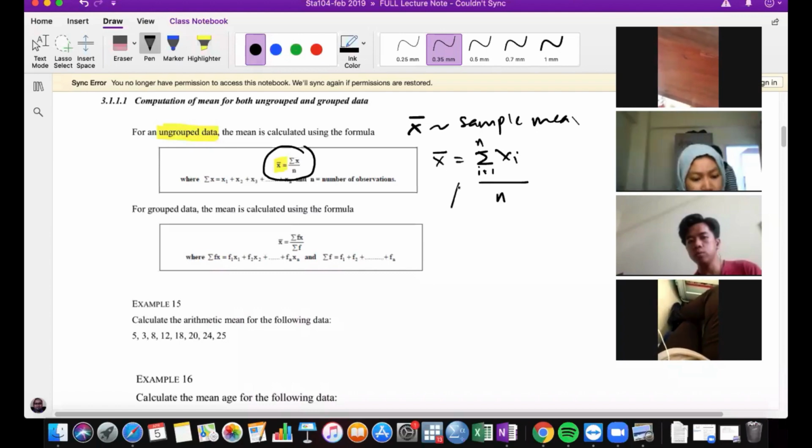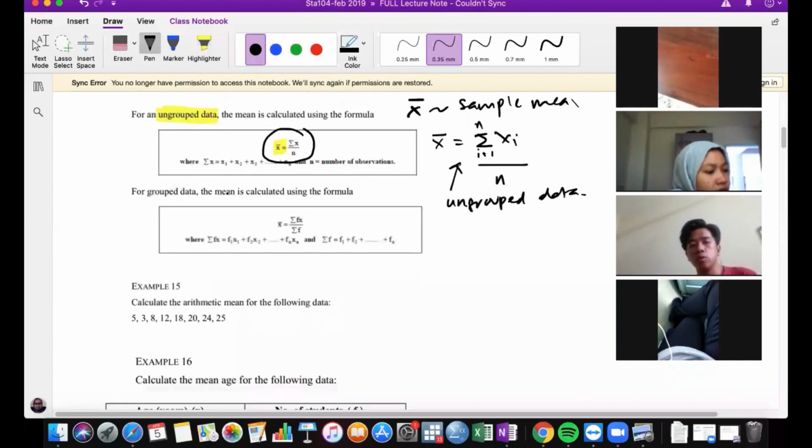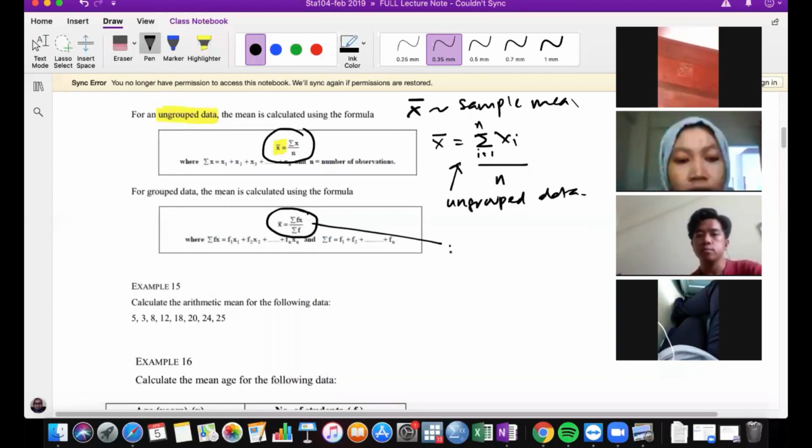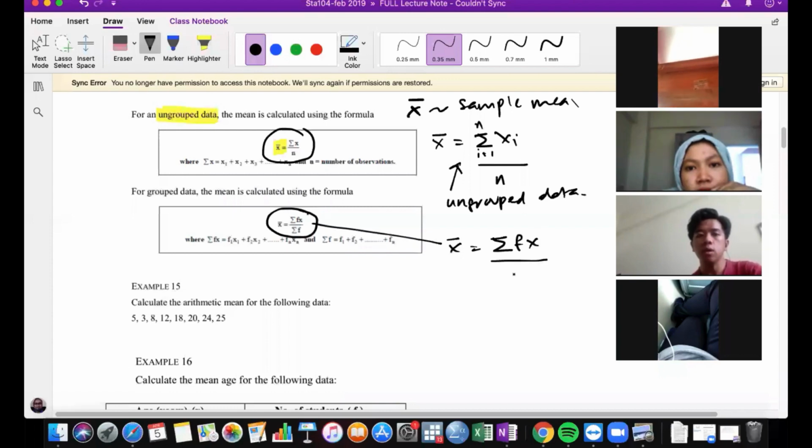So this formula is for grouped data. For grouped data, the mean can be calculated by using this formula. X bar equals the summation of fx, where f is the frequency and x is our data value, divided by the summation of f, which is the total number of frequency.